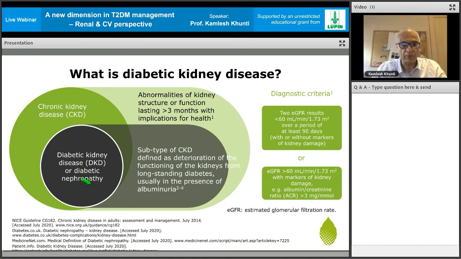Diabetic kidney disease is within the chronic kidney disease, and this is a subtype of CKD with deterioration of kidney function from long-standing diabetes, usually in the presence of albuminuria. So what we need is 2 eGFR results less than 60 over a period of at least 90 days without markers of other kidney damage, or more than 60 mils per minute of eGFR with albuminuria, ACR greater than 3.